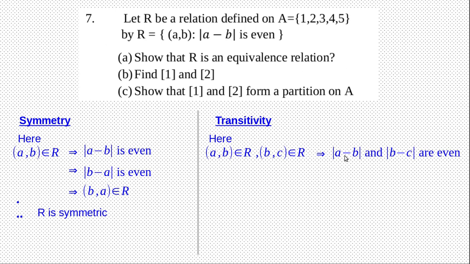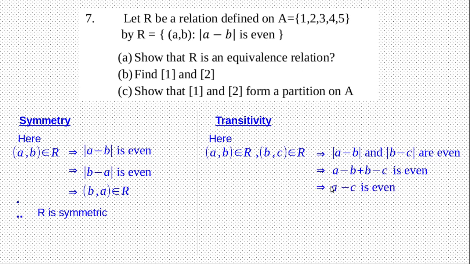For mod a minus b to be even, the number a minus b must be even. Similarly, the number b minus c must be even. a minus b is even, b minus c is even. Then its sum is again even. That is, a minus b plus b minus c is even. Minus b plus b got cancelled. What is the answer next? Then a minus c is even.